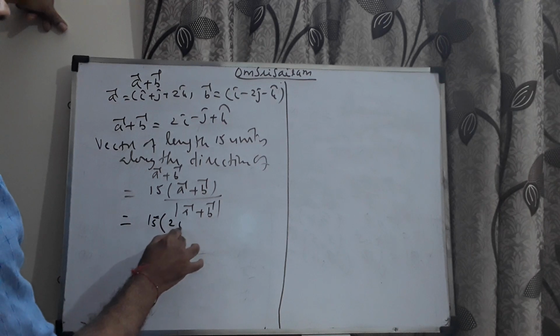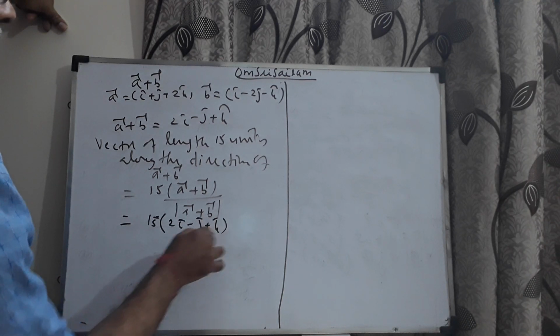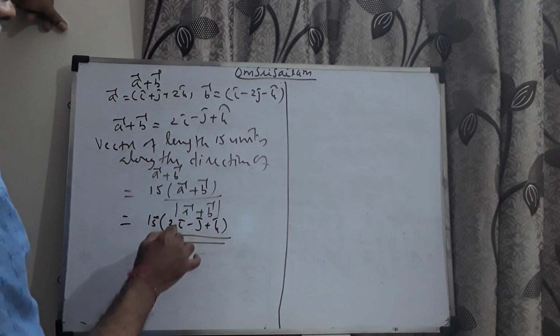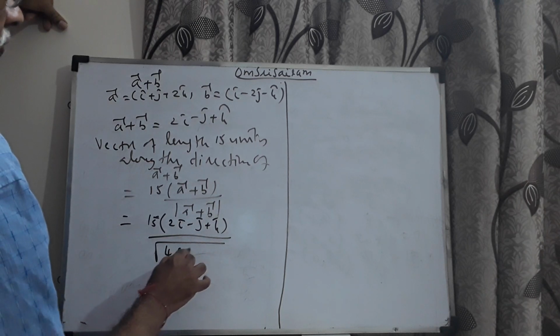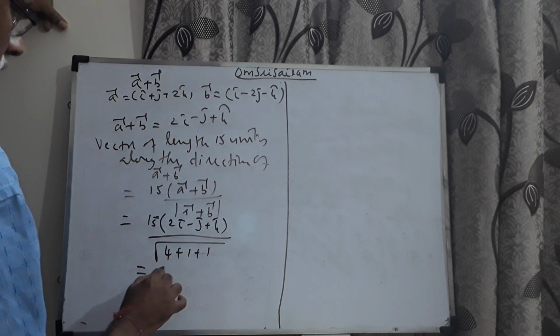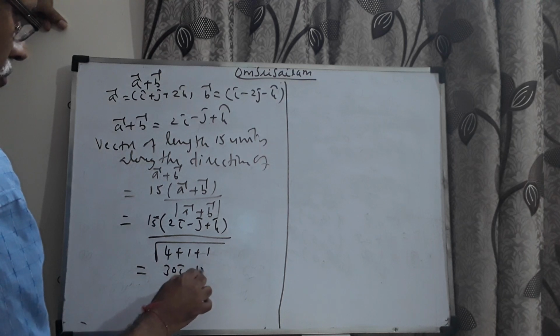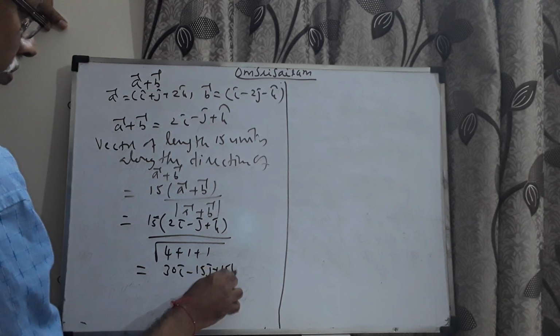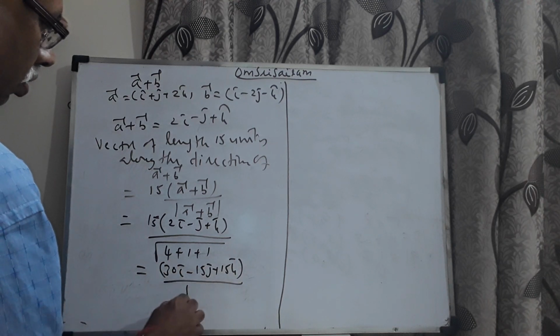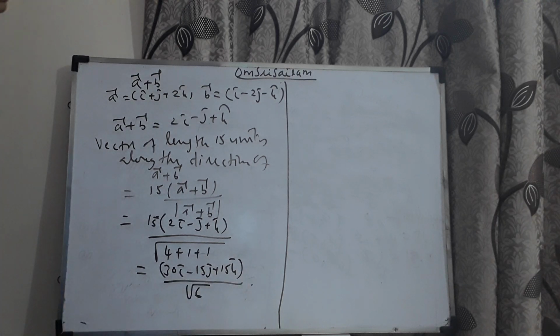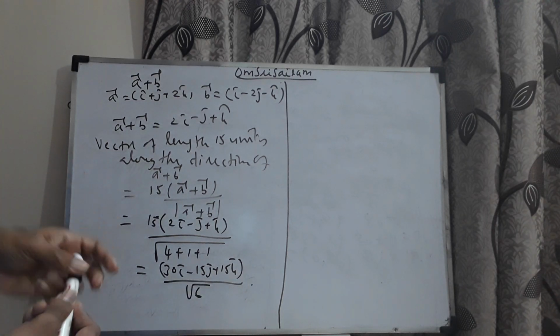15 into 2i minus j plus k divided by root of 4 plus 1 plus 1, which is anyway 30i minus 15j plus 15k divided by root 6. I'll get it to be root 6. Let me repeat the whole process.